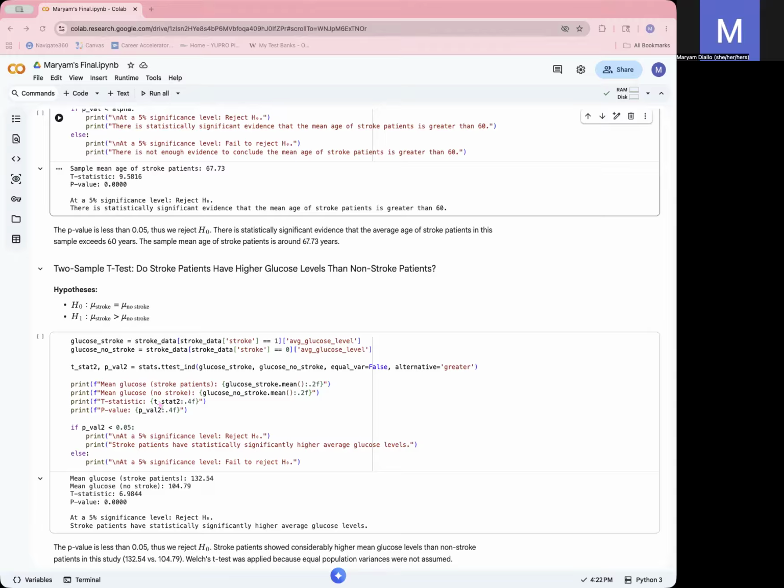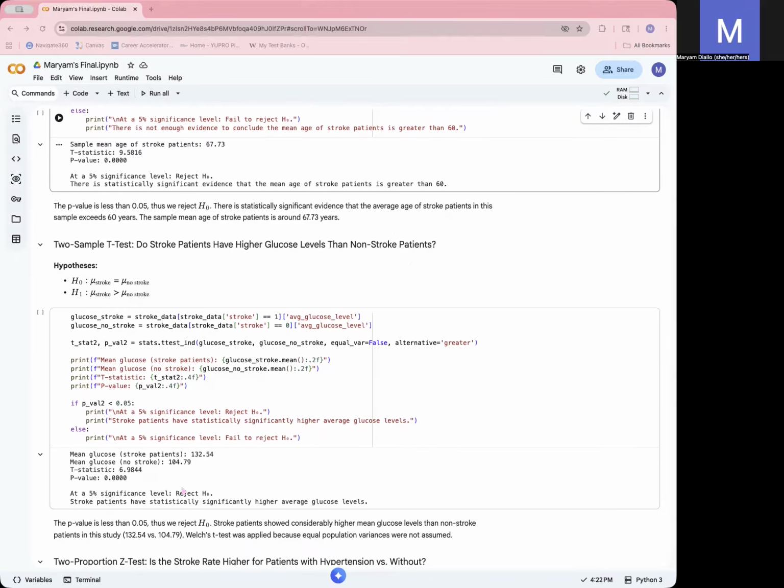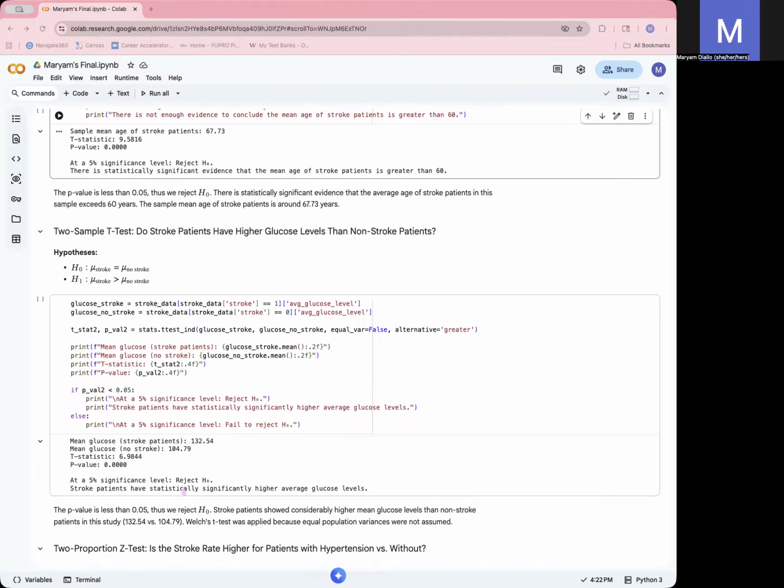And then the mean glucose for stroke patients was about 132.54, compared to 104.79 for non-stroke patients. So the p-value was also below 0.05, so we rejected the null hypothesis. So stroke patients have significantly higher average glucose levels.